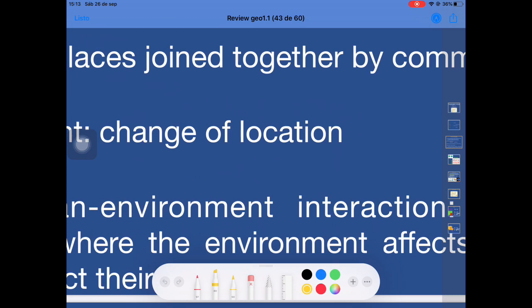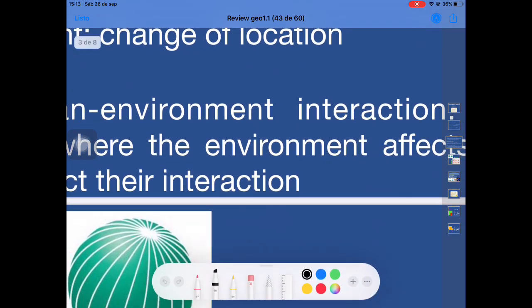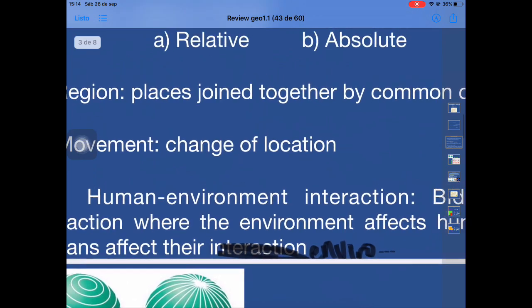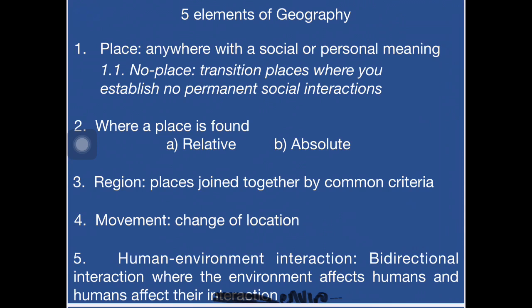So in human-environment interaction, we will see how societies modify the environment in order to get their living, but we will also see how the environment will affect the behavior of societies. For example, think about Nuer people. Nuer people are going to have to move around throughout the year in order to get their living, in order to be able to feed their cattle. So the environment is affecting the humans, but also many human societies affect the environment. So that bidirectional relation is what we know as human-environment interaction, yes?